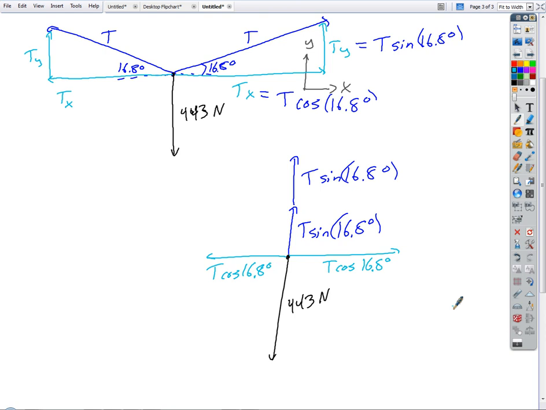Wait, I have a question. Yep. Would you have to times the 443 by like gravity in the end?